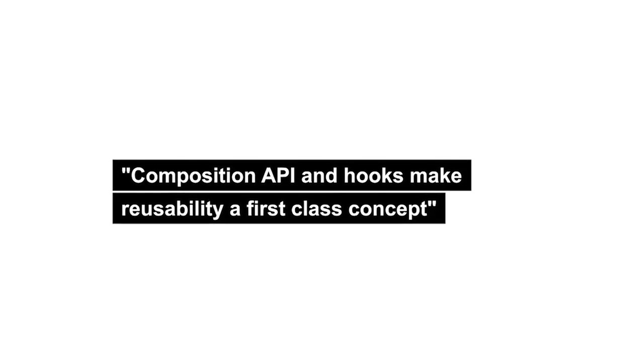But at the same time, it also makes it easier for libraries to be written. And I think the benefit of this is composition API and hooks make reusability a first-class concept in the framework. So the libraries that you're using are probably written in similar ways to how you created your own composables. And you can turn your own composables into a library if you want to. So I think in a lot of cases, it's not about relying on built-in or relying on external.